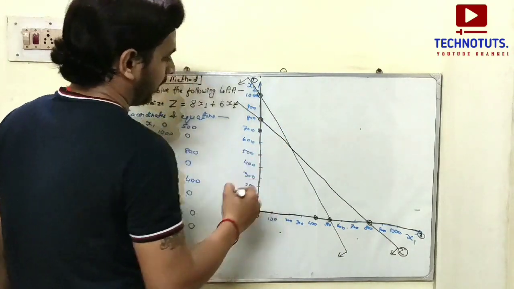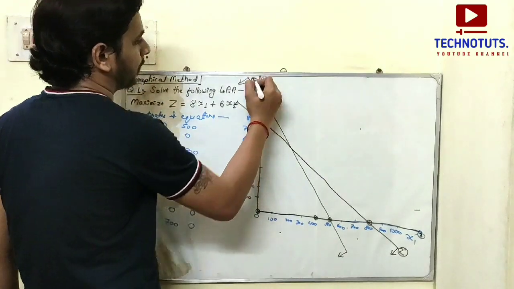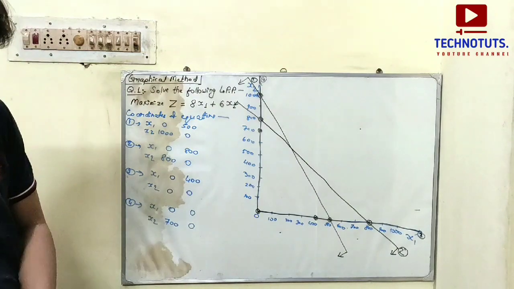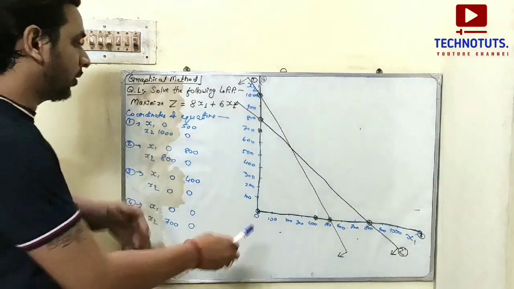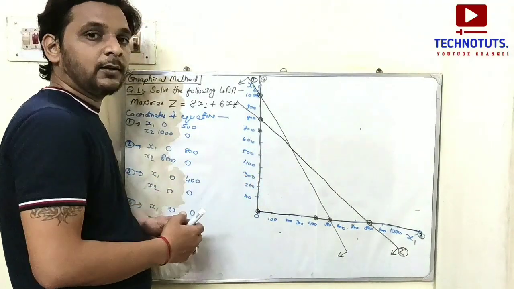This line is of equation number 4. Okay, now we have drawn all the four lines, all the four equations. We have got the area. Now we have to check what is the area bounded by all the lines.